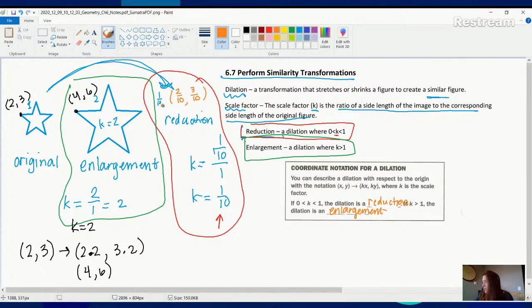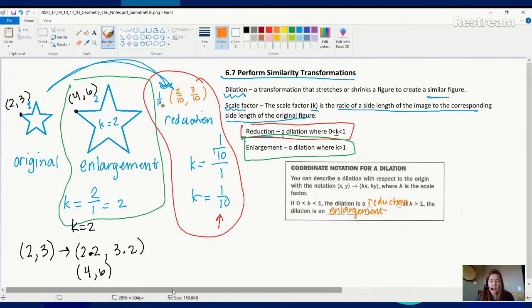All right, so there we go. It's a pretty easy section. Like I said, you're going to kind of play with dilating things. So now we know that a dilation keeps the same shape. It just stretches or shrinks it. It keeps it in the same proportion. It's a similar figure, right?